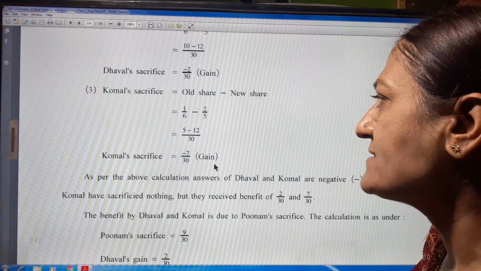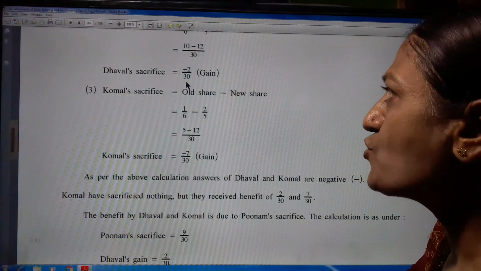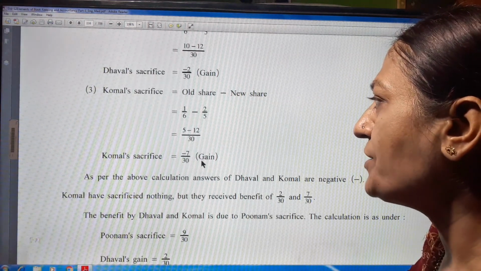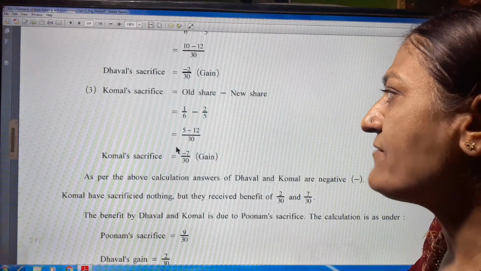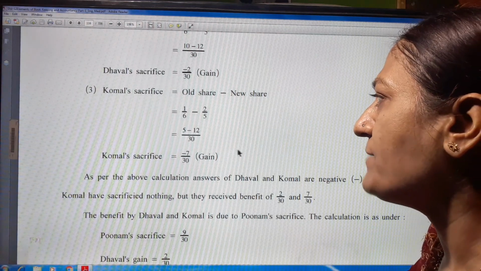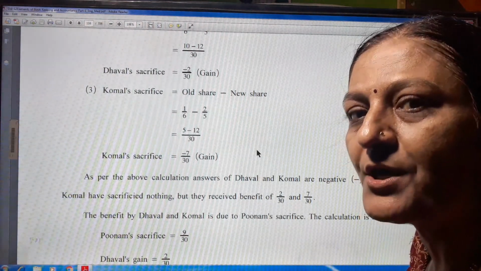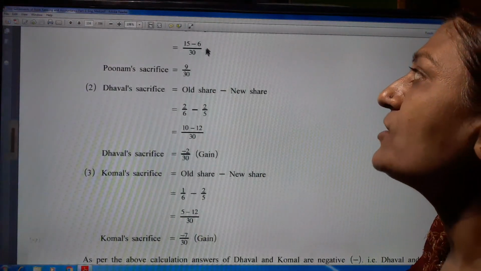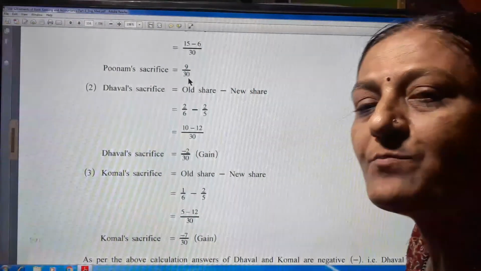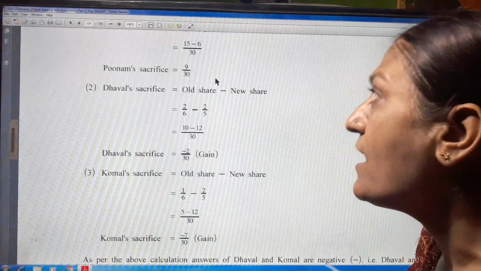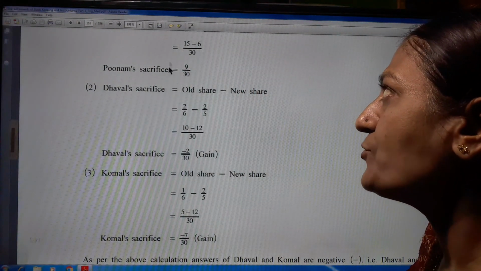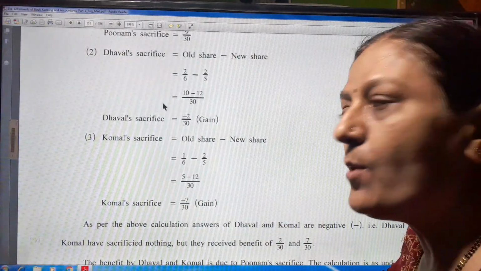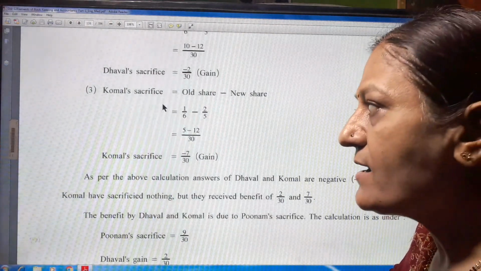Komal's sacrifice is a gain. Here minus 2 upon 30 is the gain received by Dhaval and minus 7 upon 30 is the gain Komal also received. 7 upon 30 plus 2 upon 30 is minus 9 upon 30. And this gain they received from Poonam's 9 upon 30. 7 plus 2 is 9, and 9 upon 30. Minus 9 upon 30 and plus 9 upon 30 cancel out. Poonam sacrifices and Dhaval and Komal receive the gain.